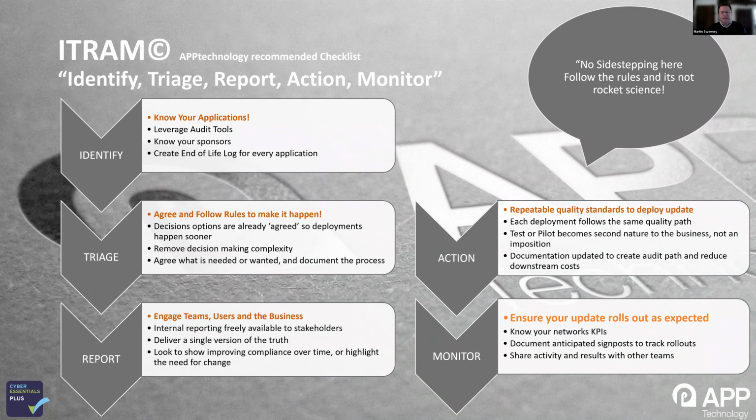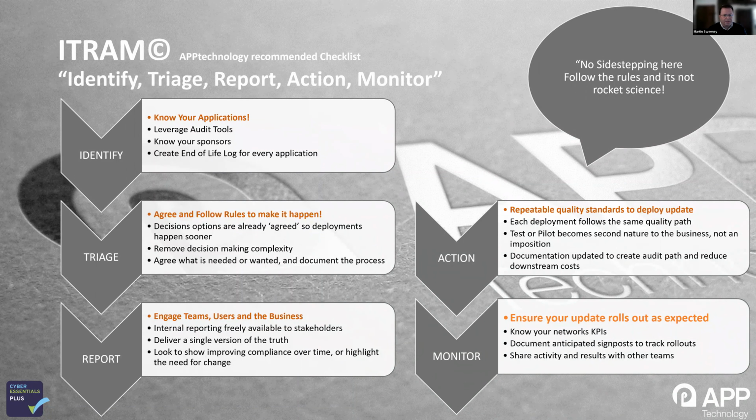All of your actions should be delivering repeatable quality standards to deploy updates. Each deployment follows the same quality path. Test or pilot becomes second nature to the business. It's not seen as an imposition. And documentation is updated to create an audit path and reduce downstream costs.